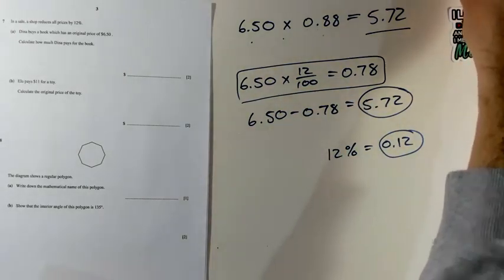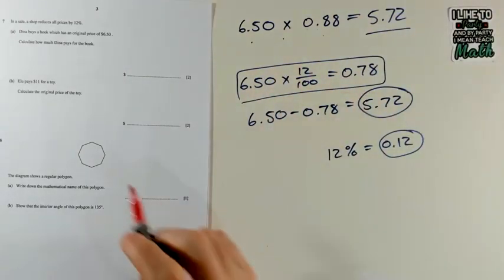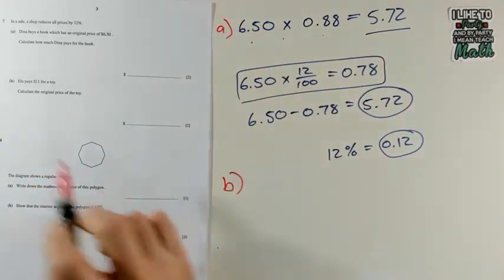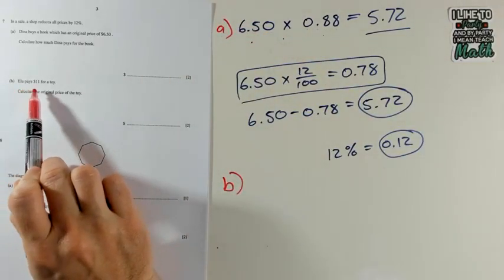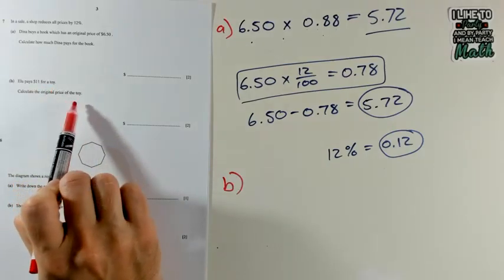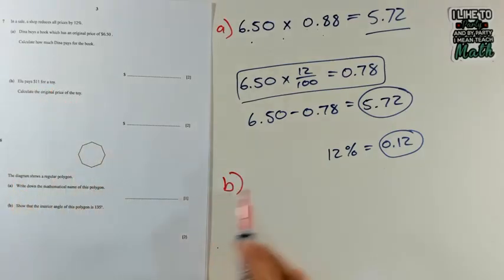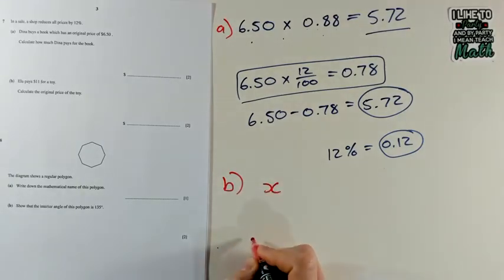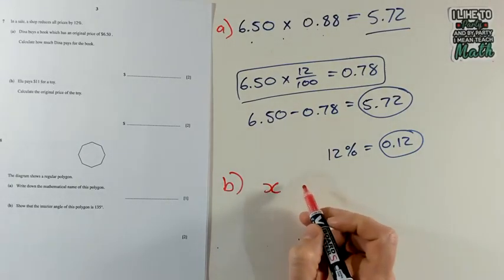Okay, let's go. I'm going to keep that there. For the B part, it's a bit of a different question. So let's say that's A and this is B. Now in B, it says Ilu pays $11 for a toy. Calculate the original price. So this is what's known as a reverse percentage. So there's a certain price and it was reduced by 12%.